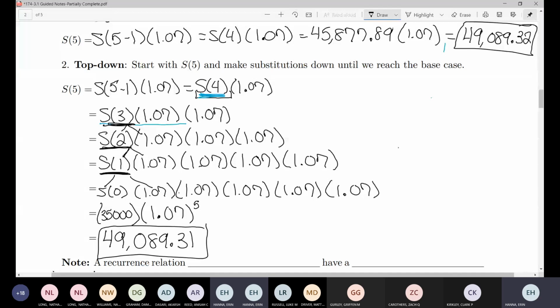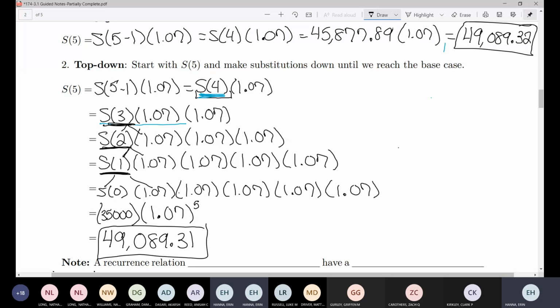Which is 1 cent off from what we found in the other one. That's just a rounding error kind of deal. As you can tell, they're so obnoxiously close that it shouldn't throw you off at all. That's just a rounding thing.